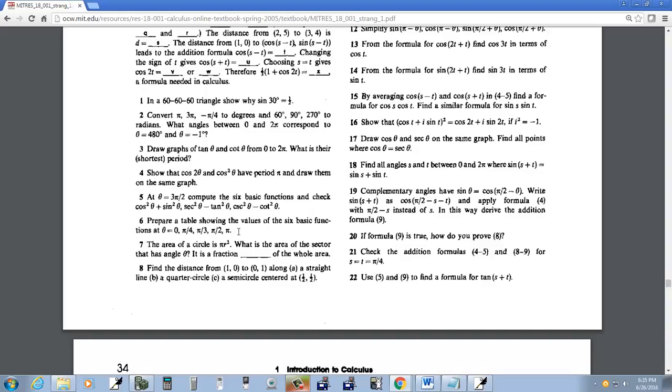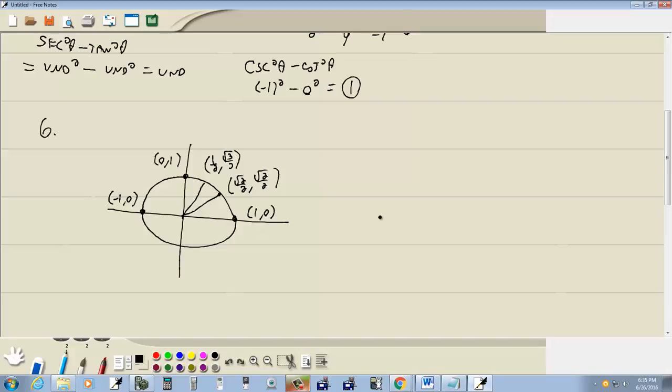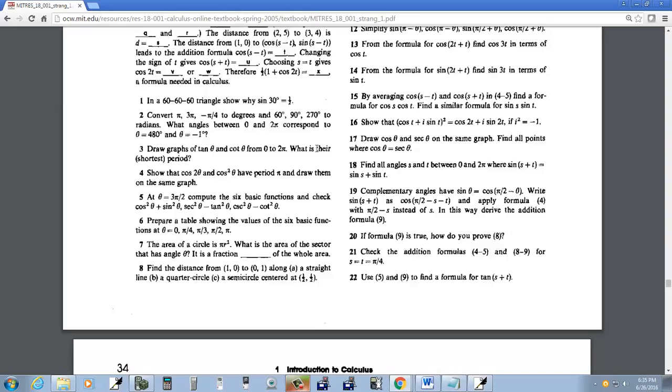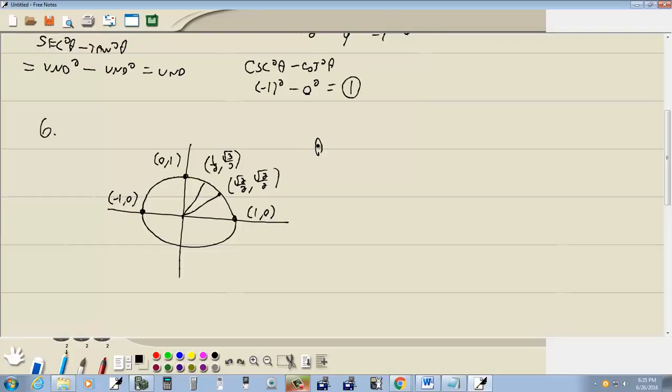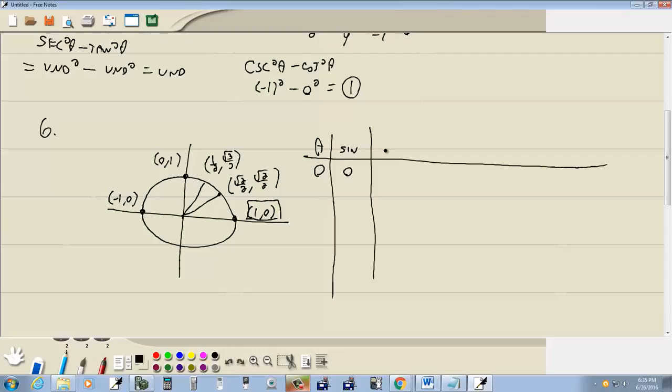And prepare a table showing the values of the 6 basic functions. Theta. And we got 0. Now that's 0 degrees, or I guess we're in radians. Okay. So we got sine. Now sine, here's our first point we're looking at. Sine is our y part, so sine is going to be 0. Cosine is going to be our x part, which is 1.